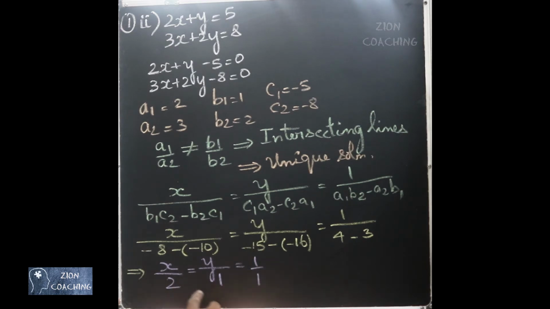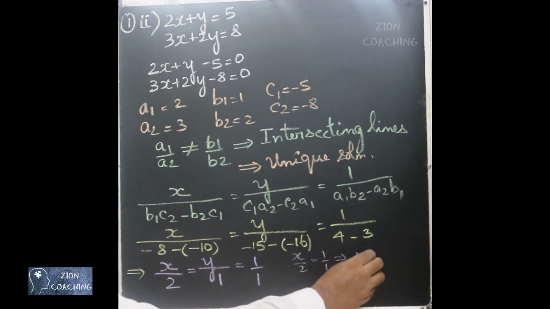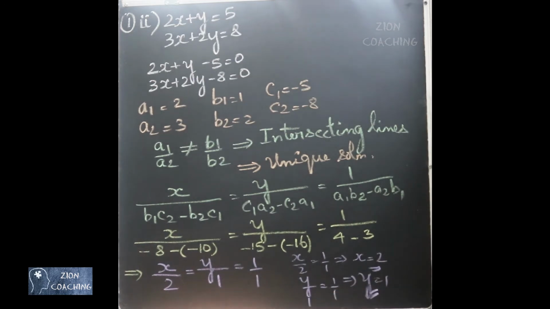Now equating the x term with the constant term, we have x by 2 equal to 1 by 1. That implies cross multiplying we will have x is equal to 2. Then y by 1 equal to 1 by 1 implies y is equal to 1. Now we have found the value of x and y.